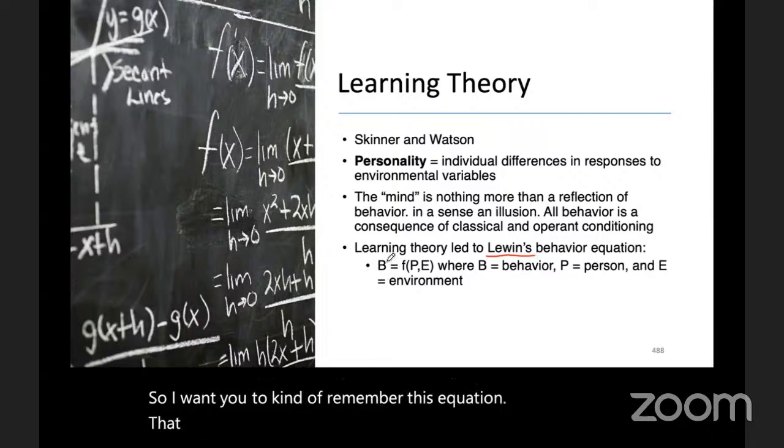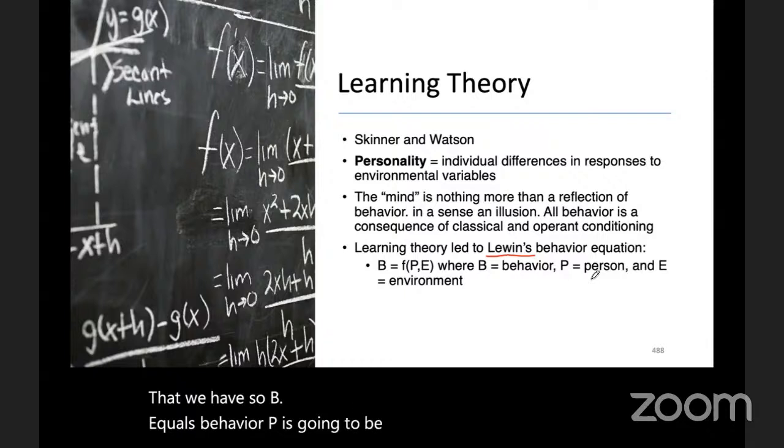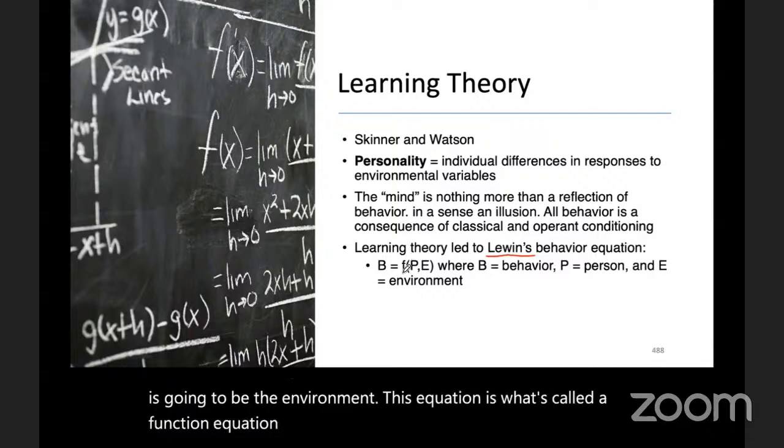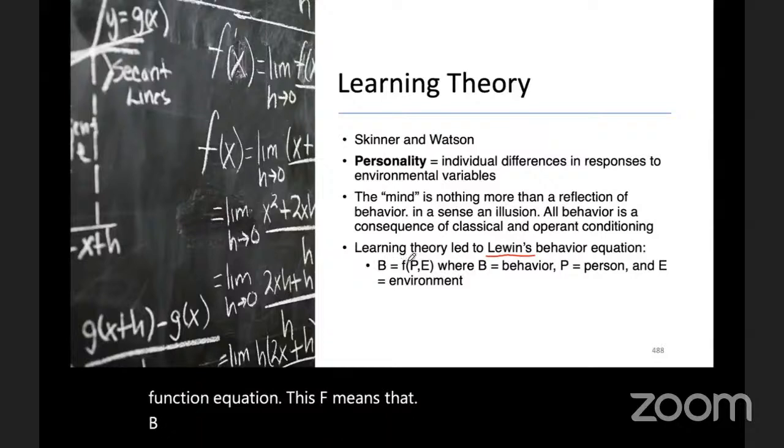So B equals behavior. P is going to be the person, the individual, and E is going to be the environment. This equation is what's called a function equation. This F means that B, behavior, is a function of a person interacting with their environment.